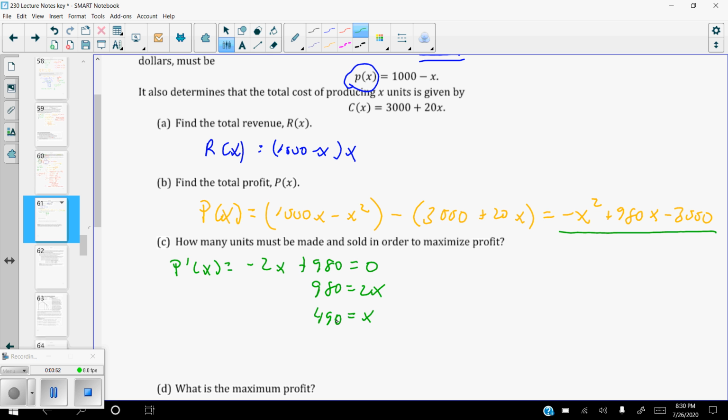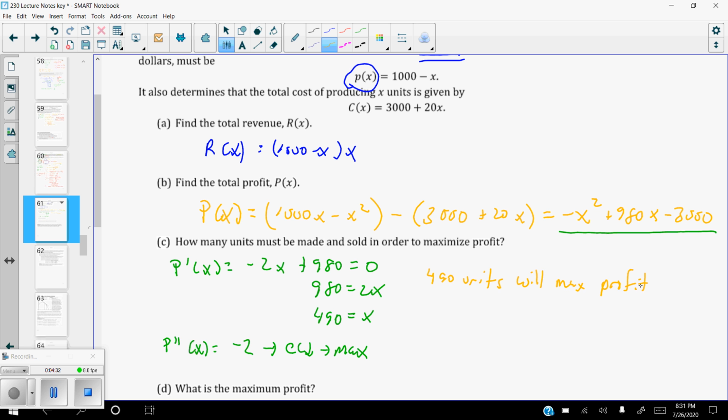So 490. Okay, let's double check to see whether that's actually going to be a maximum or minimum or what it is. So I can take a second derivative. And the second derivative is just negative 2. Second derivative being negative means that it's concave down, which means that it has to be a maximum at my critical value. So 490 does maximize the profit. So it says how many units must be made? Well, that's 490 units. So 490 units will maximize profit.